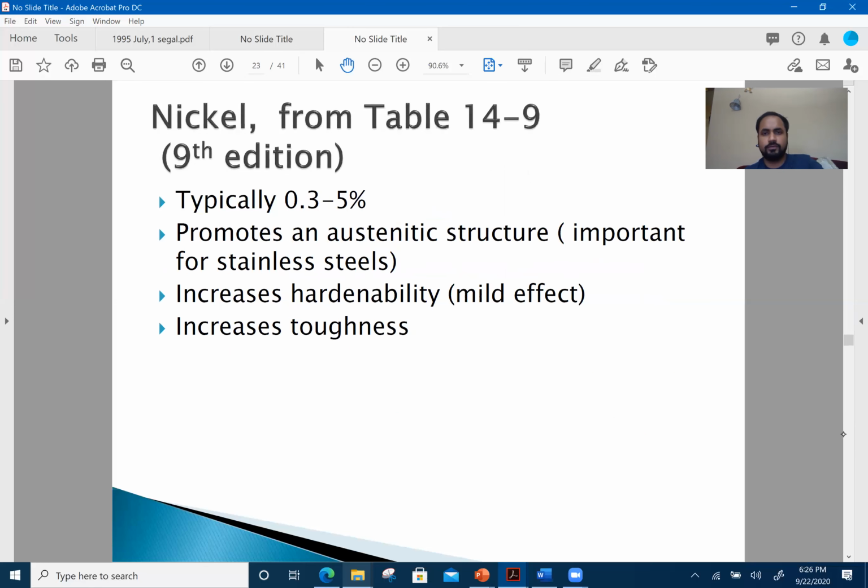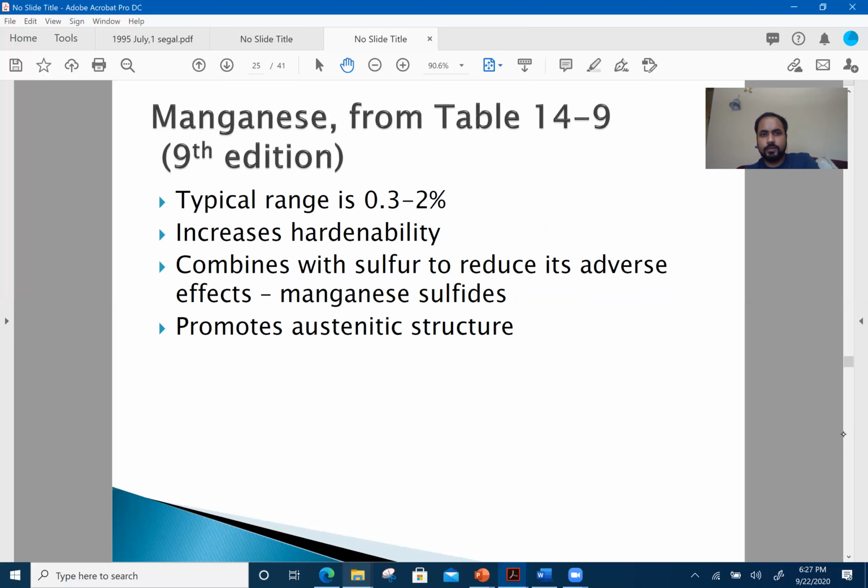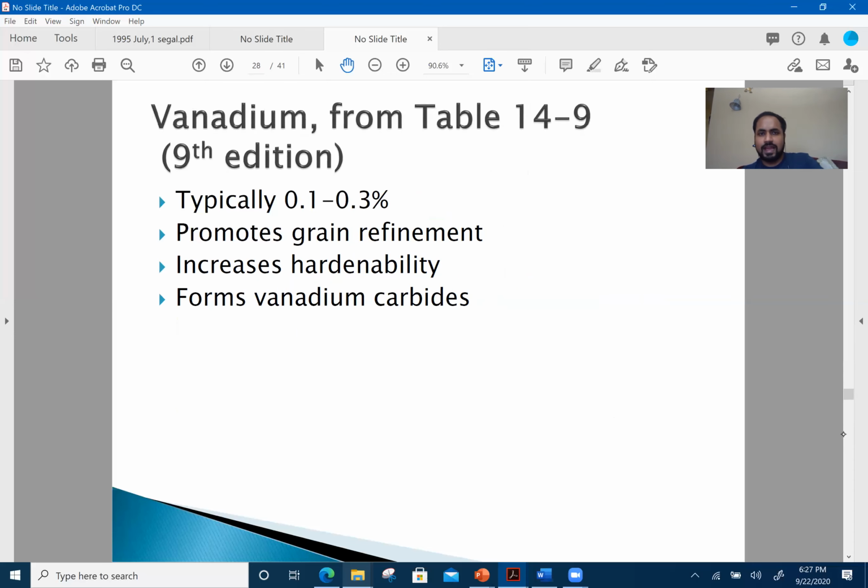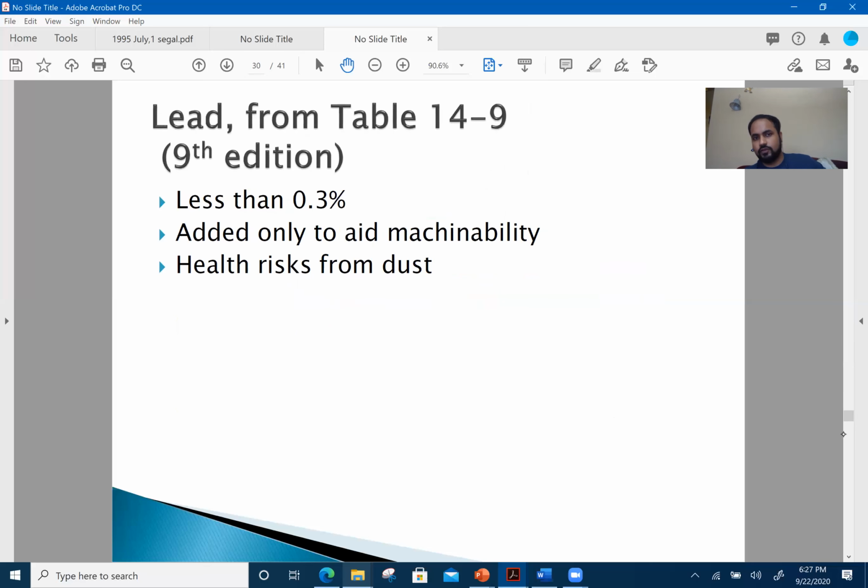We have a lot of alloying elements shown here: nickel, copper, manganese, silicon. I can give you this information if you want. I can share this slide with you as well. That will give you some idea of what kind of steel you want to make. Don't add lead. That's dangerous. You don't want to work with it.